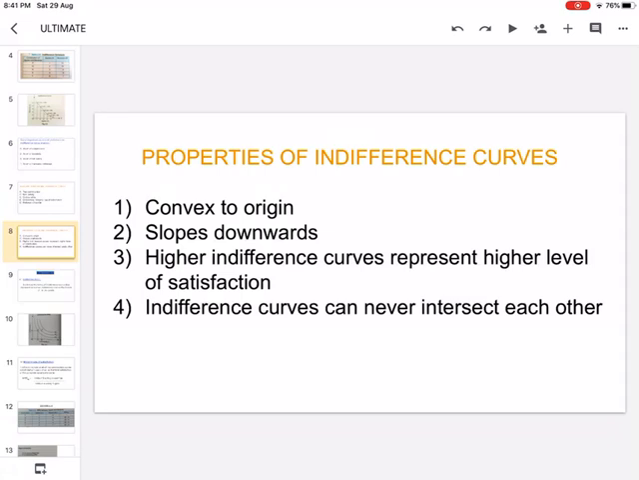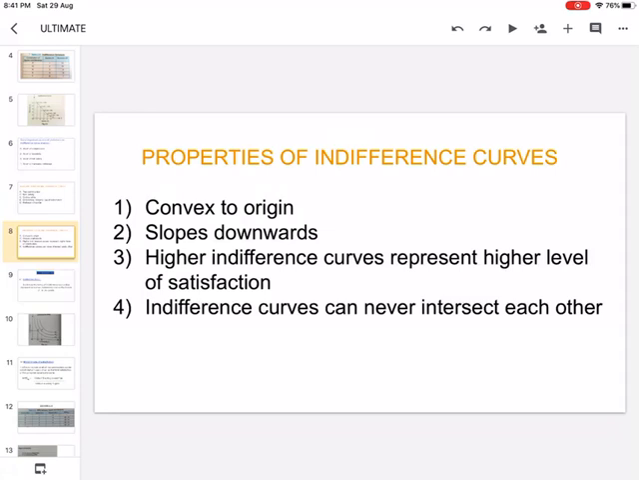The second property is that it slopes downwards. Now, an indifference curve slopes downwards because it's logical, because as a consumer consumes more and more of one good, he must consume less and less of the other good if he is to remain on the same indifference curve, and if he is to remain on the same satisfaction level.